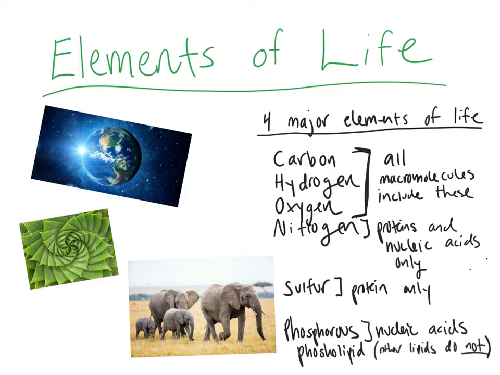So this leads me to the concept of where are all these elements coming from? How do human beings, elephants, plants, how does anything living actually get these elements from the environment and use them to build these more complex macromolecules that allow life to be possible?